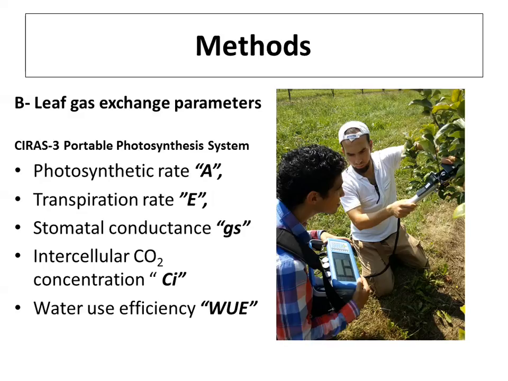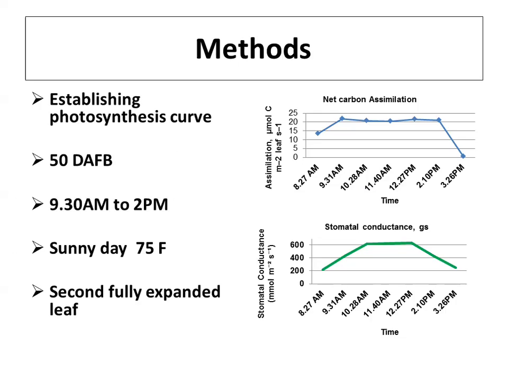But how can we use that? We can't just go to the field and start measuring, right? We have to figure out a way to measure these leaf gas exchange parameters. So the first step was to design a curve to see at what time of the day, under our conditions, these leaves are really active. Where is the peak? Where can we really measure? So we established this curve, and we figured out that from 9:30 a.m. to 2 p.m. you can measure these things on most of the field plants.